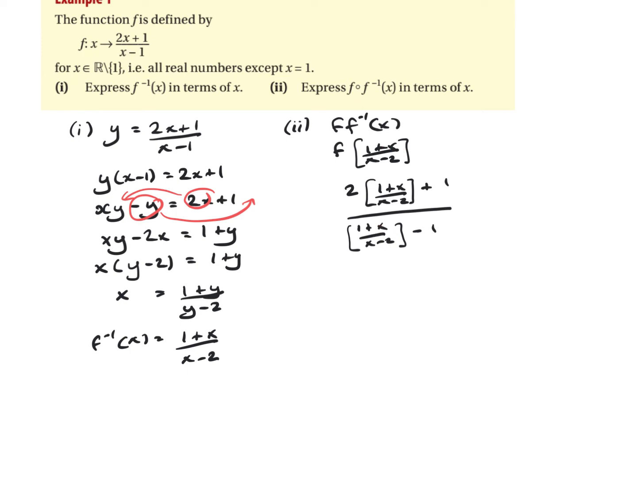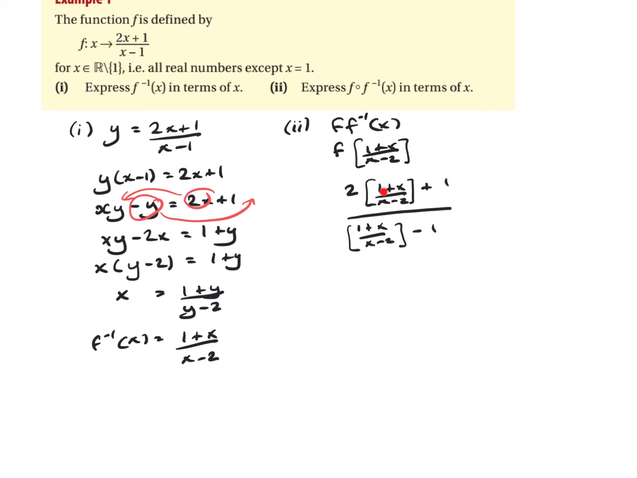Okay, minus the 1. And now I've got to try and tidy this up. So how are we going to do that? Well, the first thing I want to do is get this top, this numerator here, over a common denominator. That's the first thing I want to do. And then I'm going to do exactly the same on the bottom.